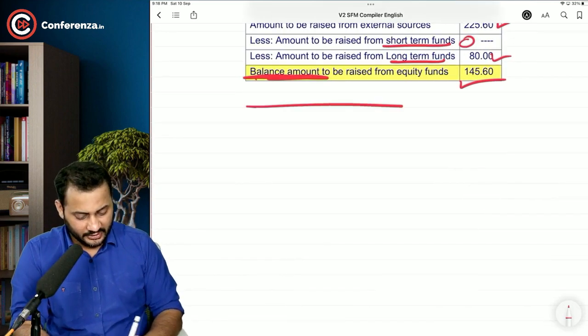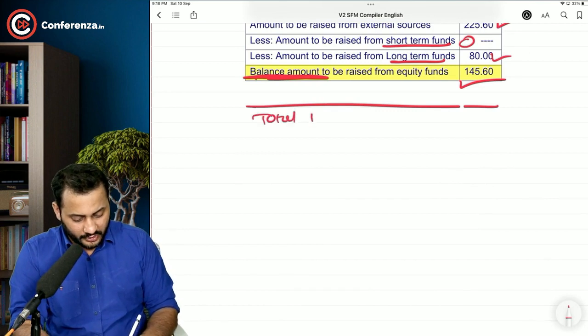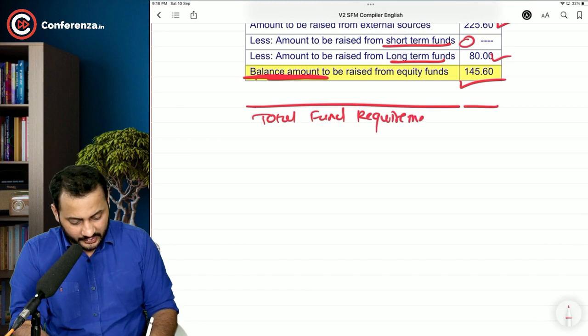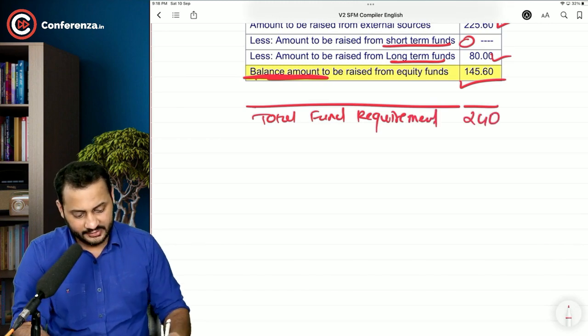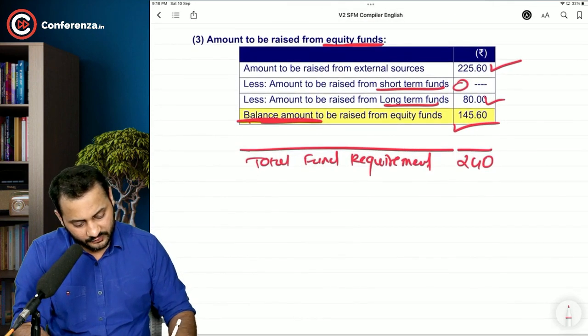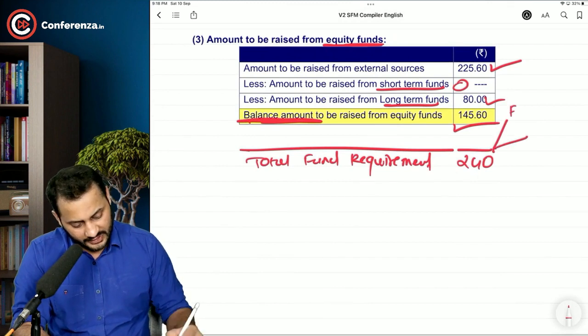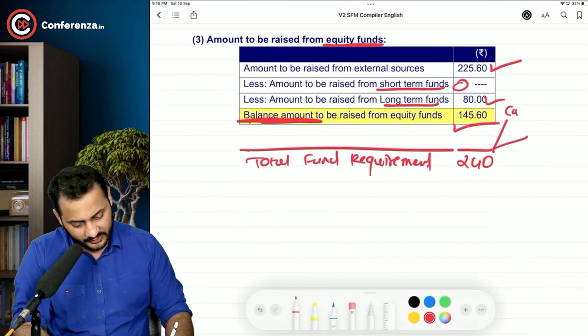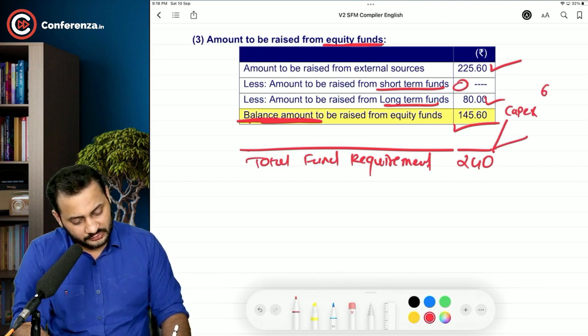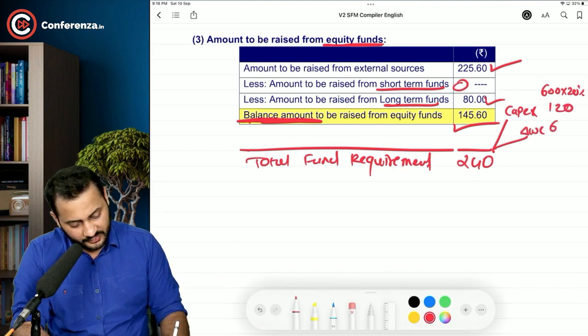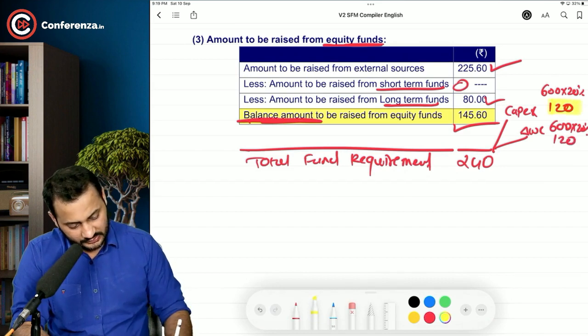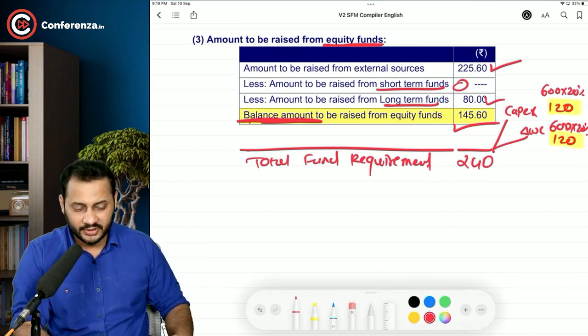I will just write it down. Total fund requirement was 240 lakh, and this 240 lakhs comes from the capex and increase in working capital. Capex was 600 into 20%, that's 120, and change in working capital 600 into 20%, that's 120. So this is how we have calculated 240.